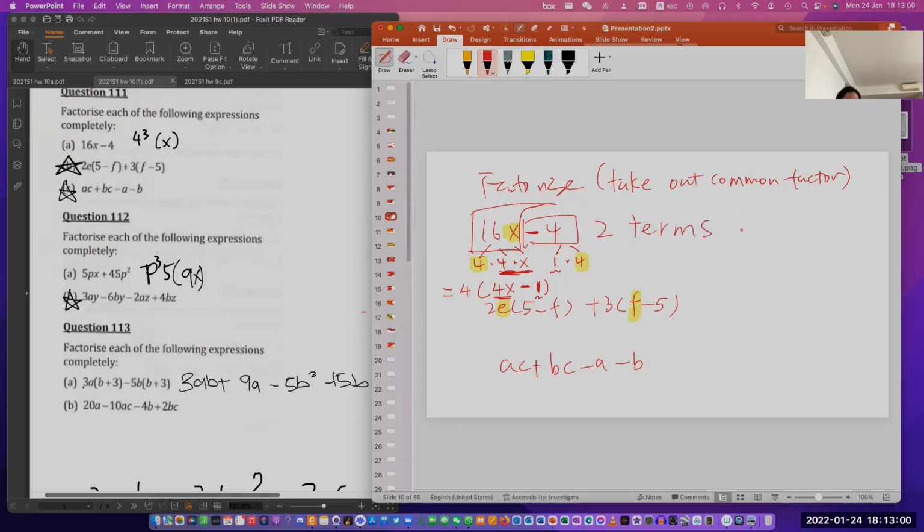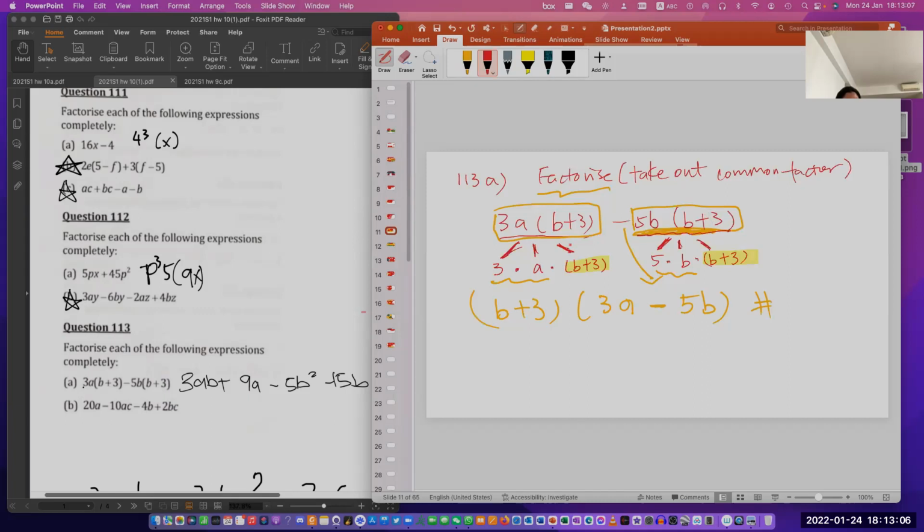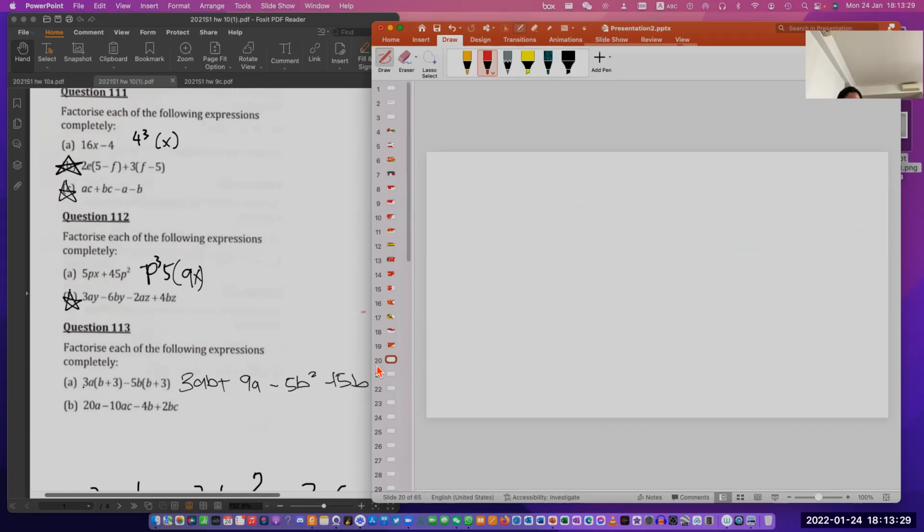Now we will move on to more than 2 terms. Even the question here is 2 terms. This is your first term. This is your second term. This is also a 2 terms factorization. So I'm going to talk about more than 2 terms, or 3, 4. How do you factorize? Let me do question 111B.